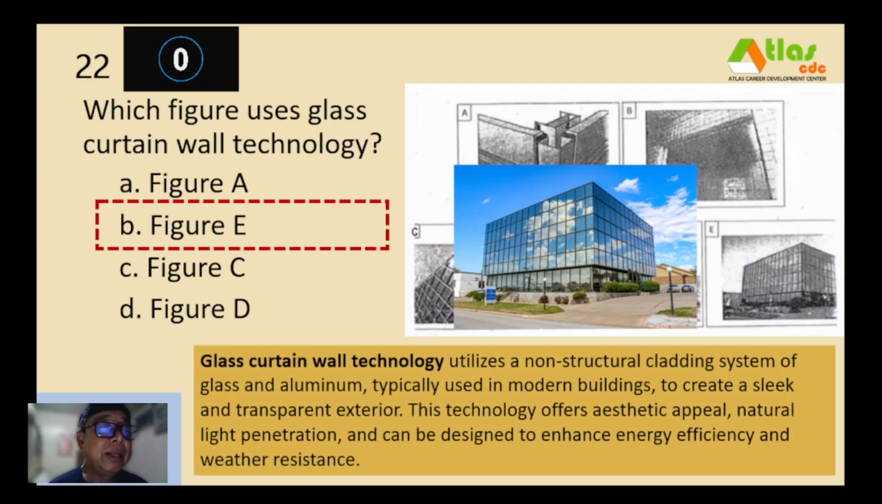And this is an example of a structure using glass curtain wall technology. It utilizes a non-structural cladding system of glass and aluminum, and is typically used in modern buildings to create a sleek and transparent exterior. This technology offers aesthetic appeal, natural light penetration, and can be designed to enhance energy efficiency and weather resistance.